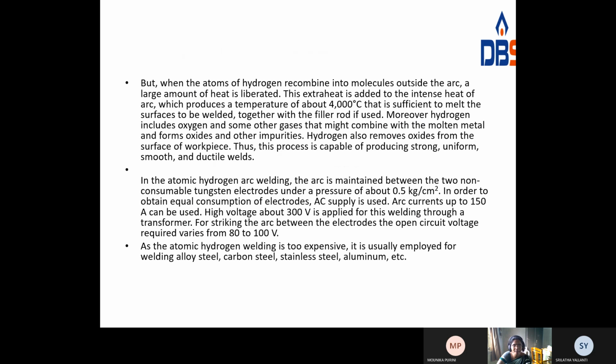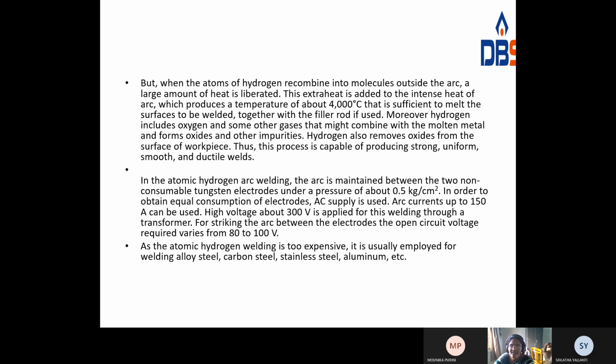When the atoms of hydrogen recombine into molecules outside the arc, a large amount of heat is released. Heat is produced at the tungsten tips, and at that time the hydrogen molecules are split into atoms. When these atoms of hydrogen recombine into molecules outside the arc, they produce a large amount of heat.